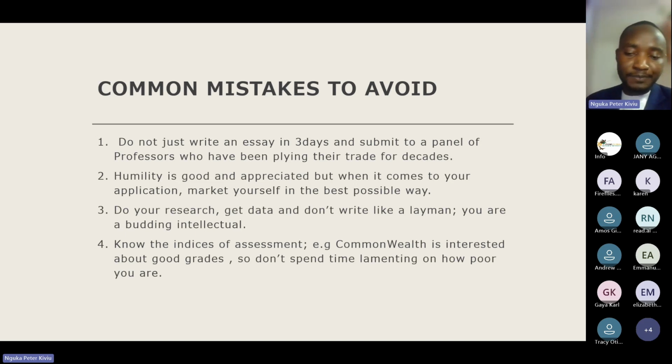The second one is, we say that humility is good and appreciated, but when it comes to your application, please market yourself in the best possible way. Do not withhold yourself from saying the things that you've accomplished in life. Then do your research, get data, and don't write like a layman. You are a budding intellectual. Then know the indices of assessment, like I have been saying all through. For example, Commonwealth is interested in good grades, so do not spend a lot of time lamenting on how poor you are.